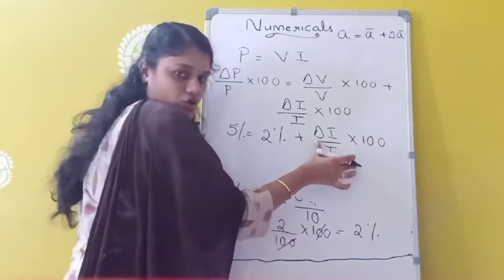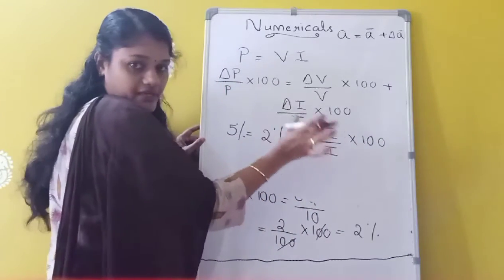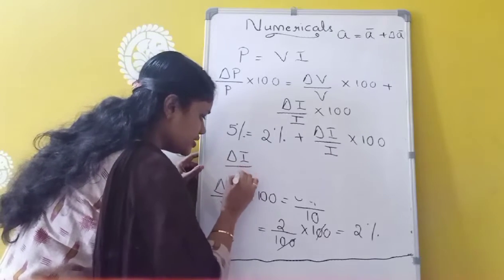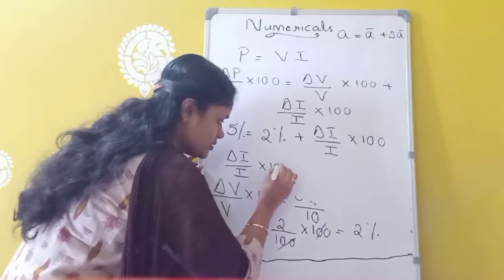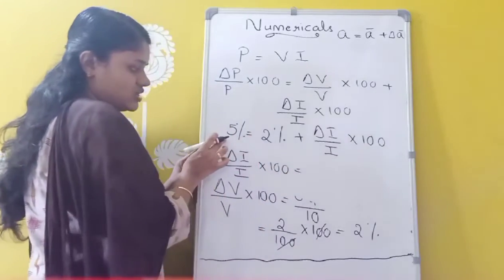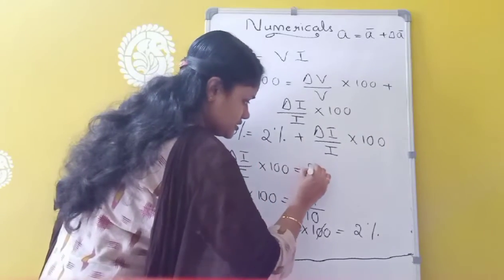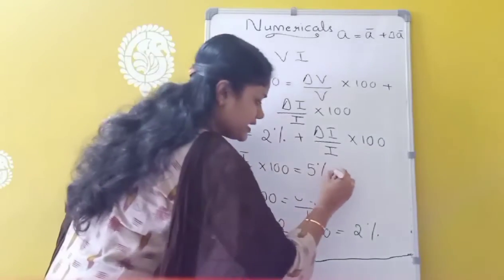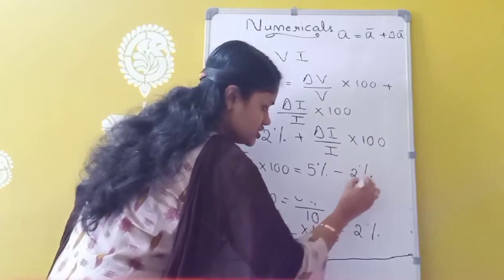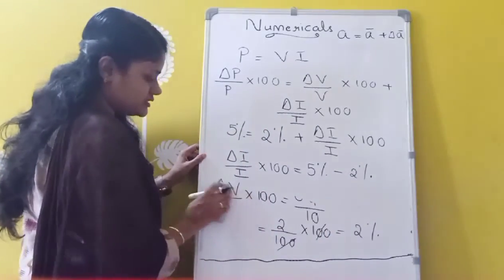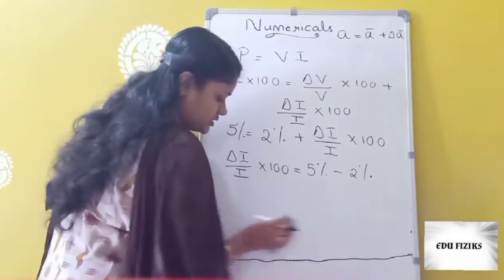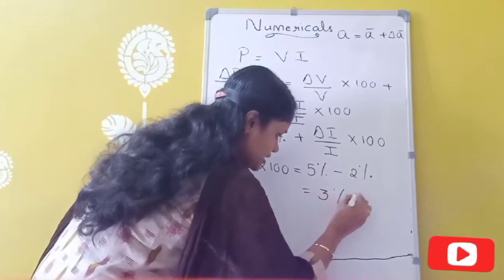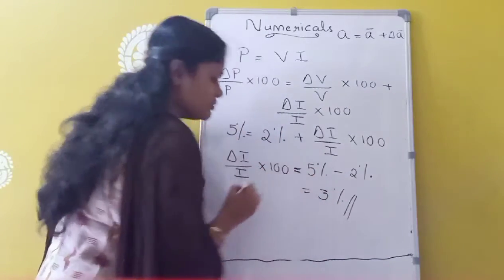Okay. So we need this quantity. So this quantity alone I am keeping on one side. So delta I by I into 100 we have to find out equals. On the next side what are we having? 5%. And this one we are taking to the other side, so minus 2%. So how much are we getting? 3%. So 5 minus 2 is 3%. So the percentage error in the measurement of current is how much here?